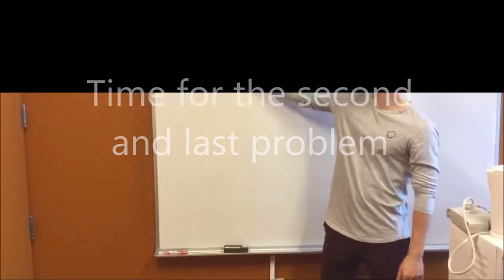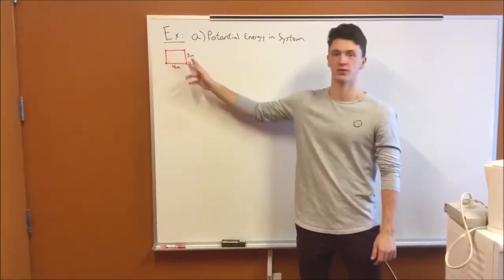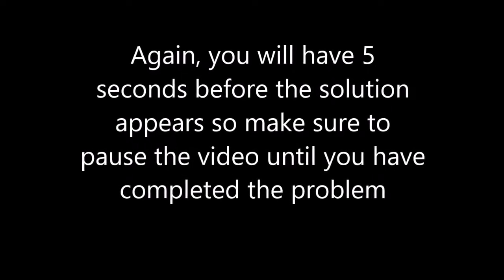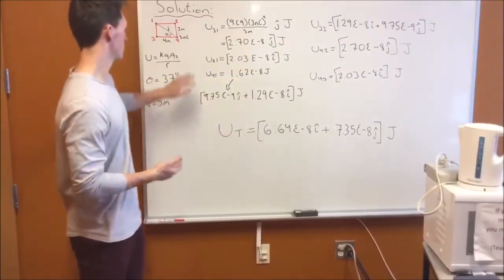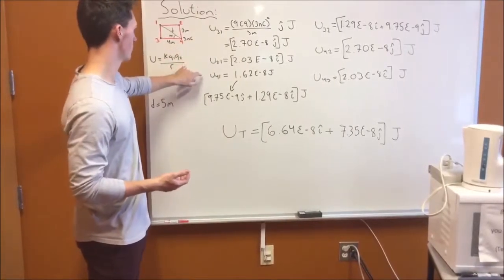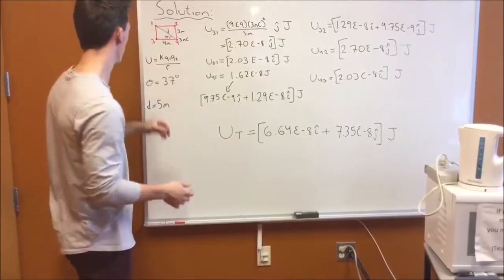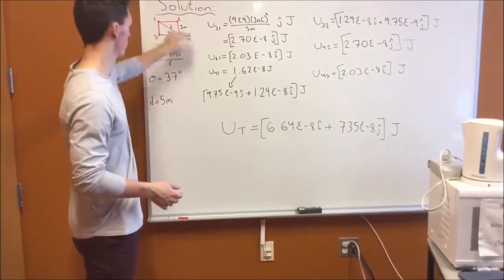The next problem involves finding the potential energy in a system containing 4 identical charges of 3 nanocoulombs each. The solution is as follows. So how we set it up was we applied the potential energy that each one has on each other. So there's potential energy that 1 has on 3 and 3 has on 1. So we wrote it here.